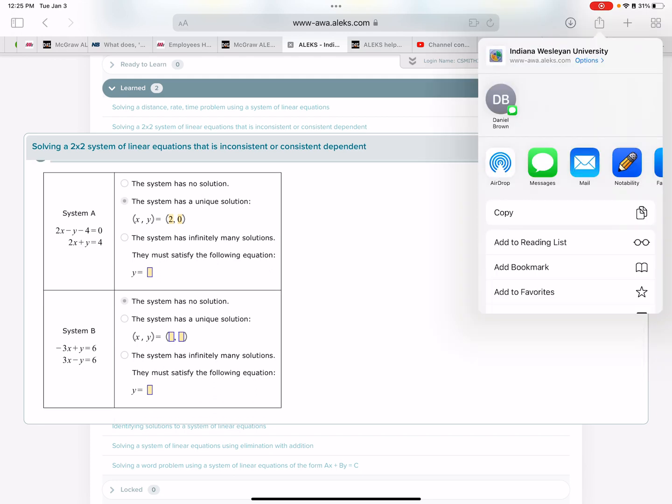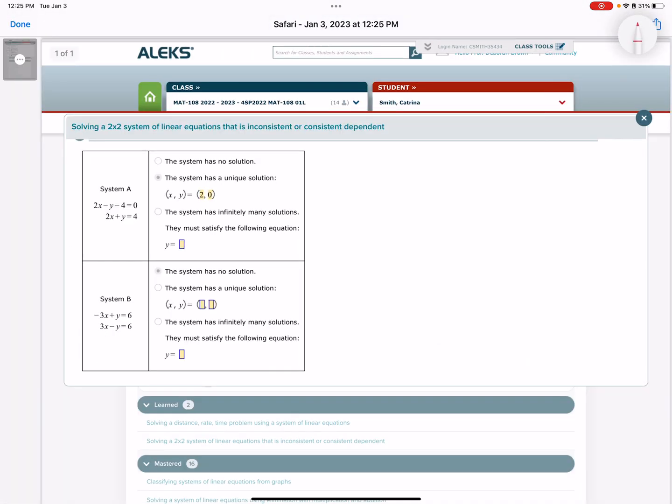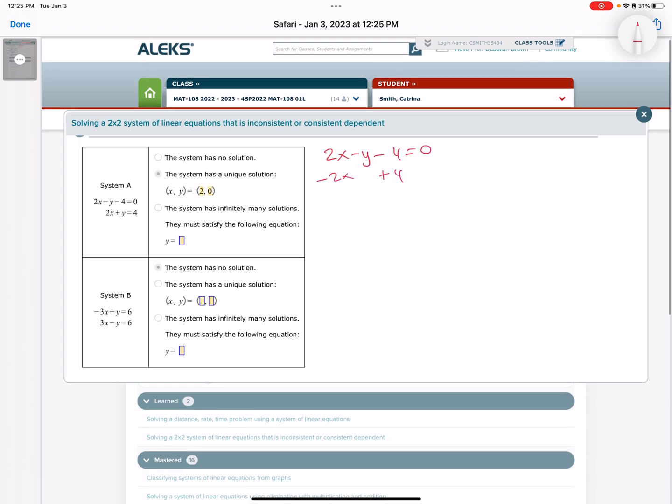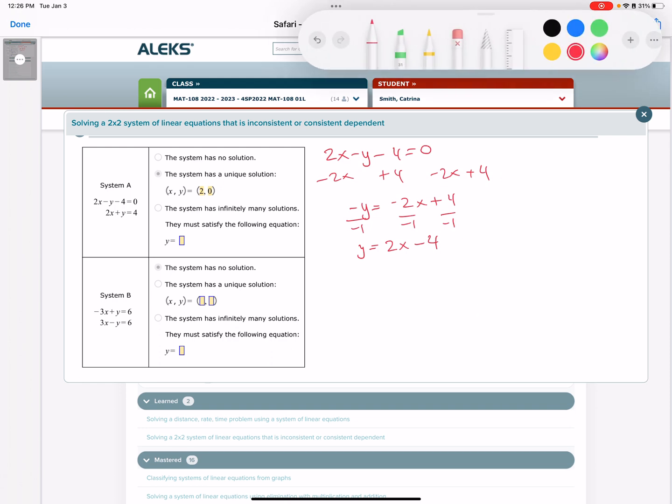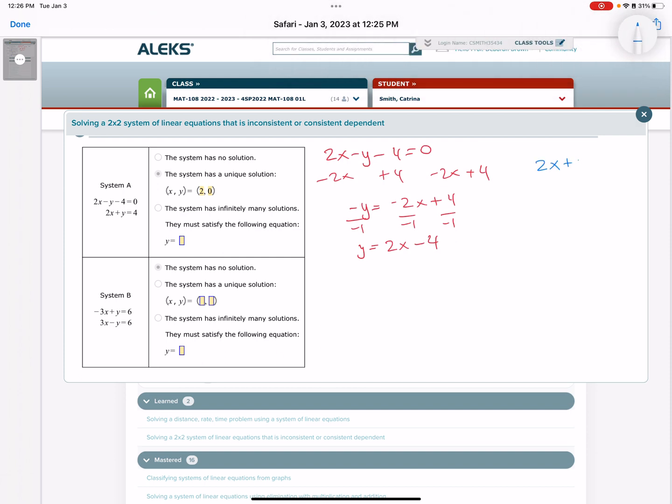I think the easiest way, let me just graph it for you. I have 2x minus y minus 4 equals 0. I'm just going to put everything to the other side, subtract 2x and add 4. So I get negative y equals negative 2x plus 4. Let's divide by -1, and I'm putting it into y equals mx plus b form: y equals 2x minus 4. And then the other one is 2x plus y equals 4. So subtract 2x, and you have y equals negative 2x plus 4.